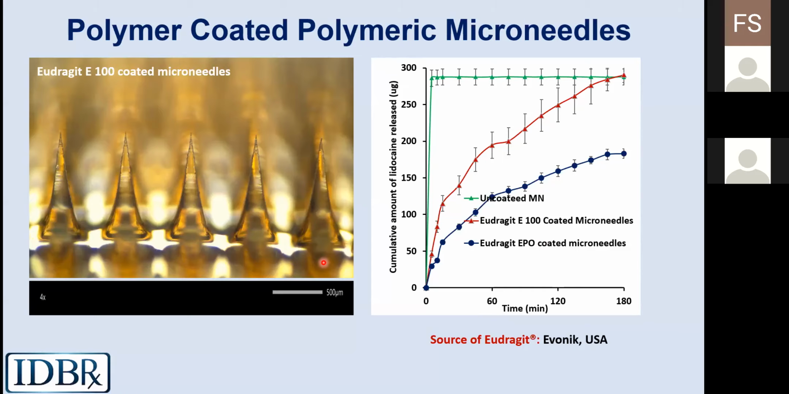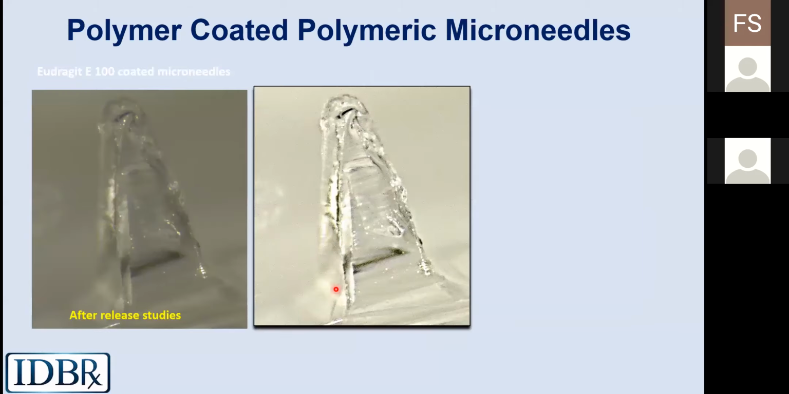Just to give you an idea of how it looks when you coat the microneedle, this was the original picture. I did a bit of photoshopping on this to show how the core microneedle is embedded within the coat. You can clearly see the coat, the border, right? This is intact after 6 hours of release studies, after dipping these microneedles in the buffer for about 6 hours. So this is not the fresh one. Even after 6 hours, we see the coat intact and acting as a semi-permeable membrane, letting the drug release in a slow fashion.